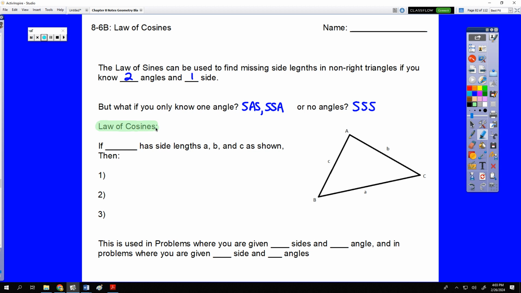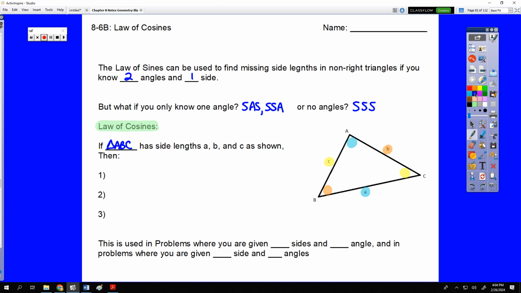The law of cosines is very similar to the law of sines in that it is a relationship based on the idea of cosine for the abstract triangle ABC. So if triangle ABC has side lengths little a, little b, little c, as shown. Again, that's the same thing we've been talking about, where angle A and little a are opposites. Angle B and little b are opposites. Angle C and little c, the opposite side is the same letter but in lowercase.